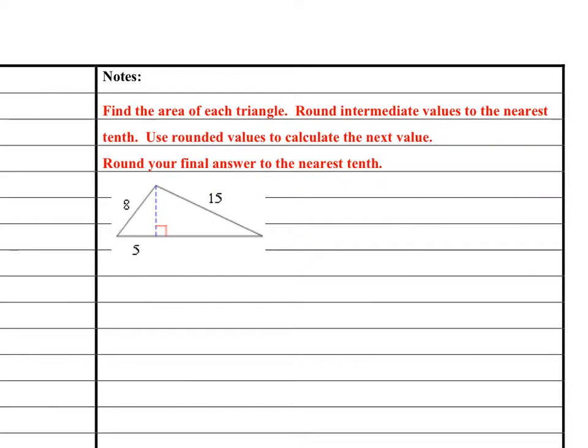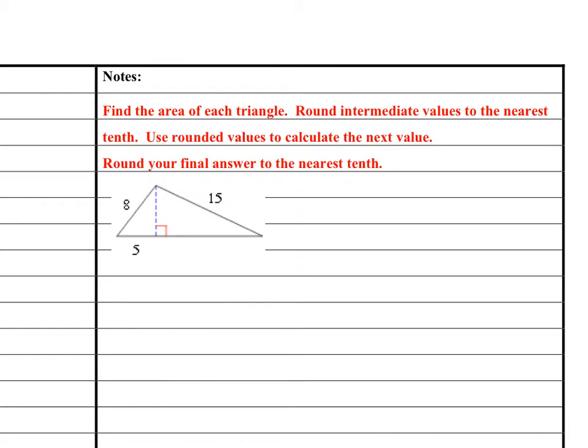I saw a lot of us on our homework who either skipped this one, or I didn't see any work for this one. So it's similar to the one you did on your homework where you were finding the area of each triangle. Round intermediate values to the nearest tenth, use rounded values to calculate the next value. Okay, good. So nearest tenth, which means 1 decimal place as you go.